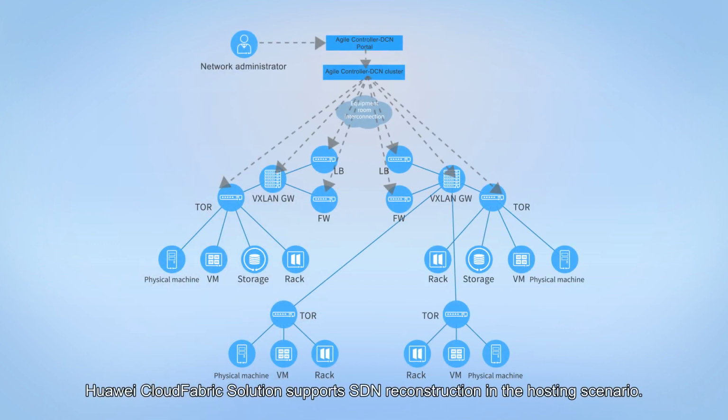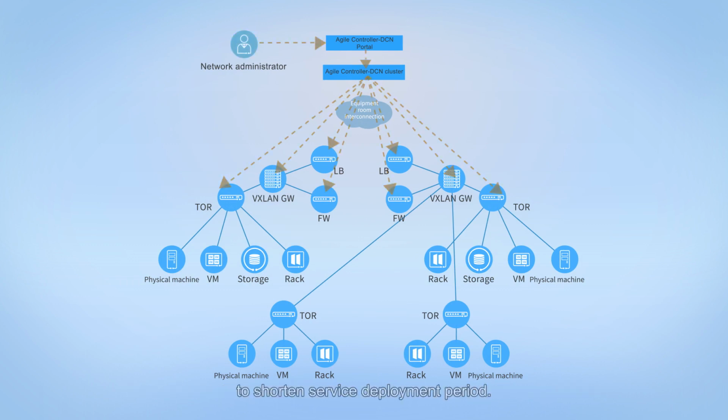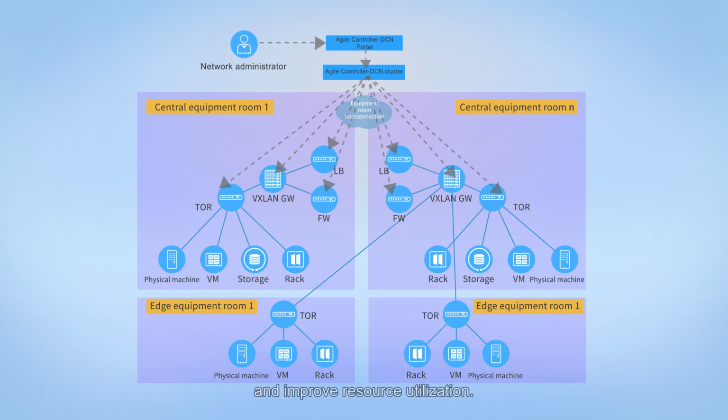Huawei CloudFabric solution supports SDN reconstruction in the hosting scenario. The Agile Controller DCN provides automatic configuration capabilities to shorten the service deployment period. It also provides self-service for tenants through the portal page, further reducing the operation costs. In addition, the Agile Controller DCN builds a logical layer 2 network using the VXLAN overlay technology to effectively integrate rack fragments and improve resource utilization.